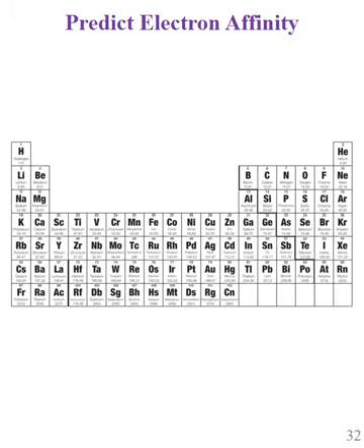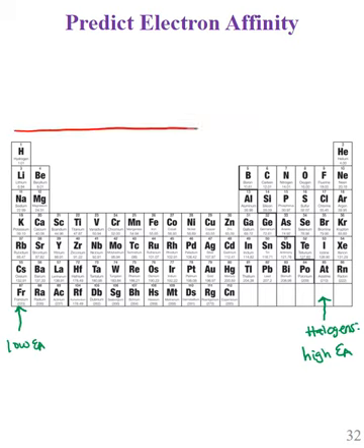Now let's predict the trend for electron affinity. We had seen that halogens will have a very high electron affinity. And the reason why is because they really want to add an electron. If I look at group 1, do you think these will have high electron affinity or low? These will have a low electron affinity because if you remove one electron from them, they become isoelectronic with the noble gases. So we're going to be increasing from left to right with electron affinity.